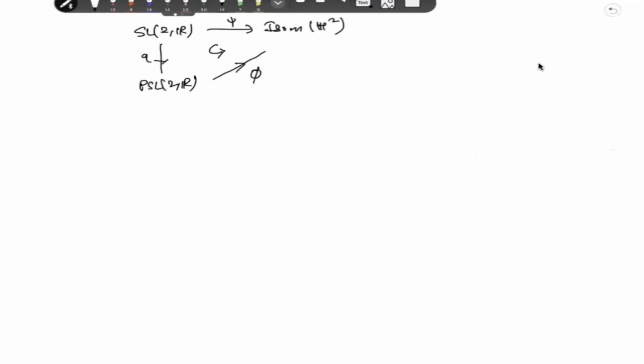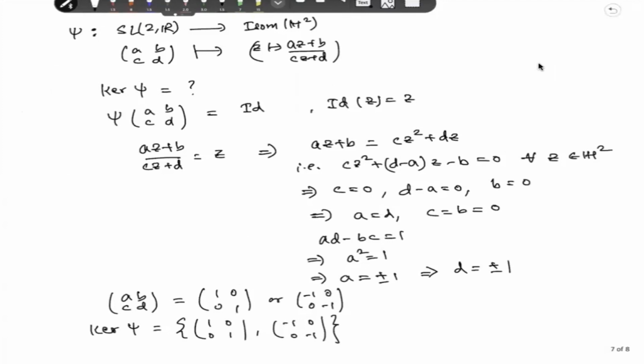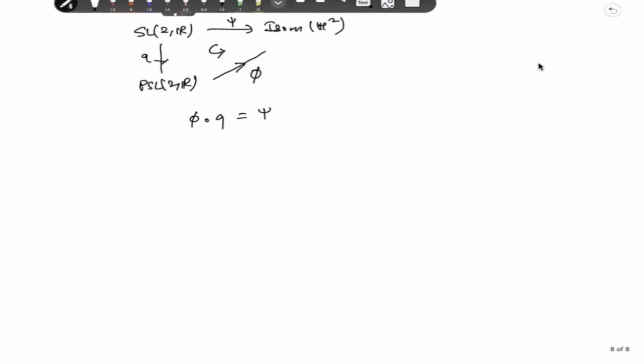So we have this diagram. This is my quotient map Q from SL2R to PSL2R. This map is psi, and this map is phi, and this commutes. So phi composed with Q is equal to psi. From this discussion, we have that phi is in fact a monomorphism, that is, phi is an injective homomorphism.